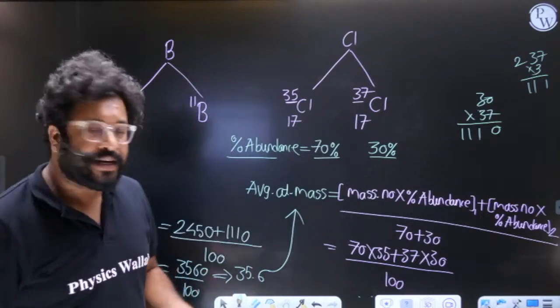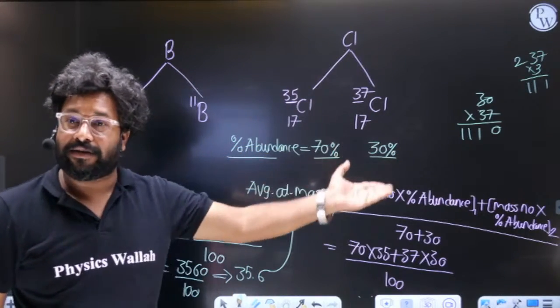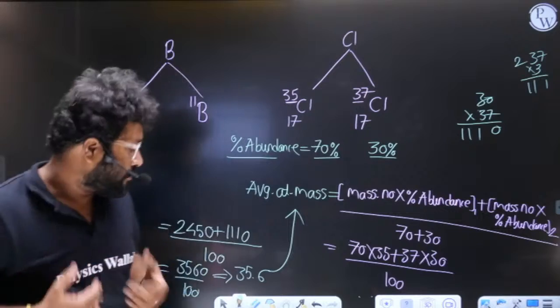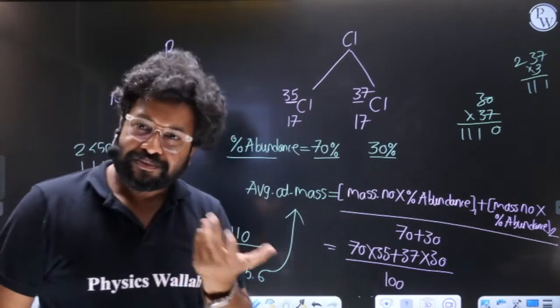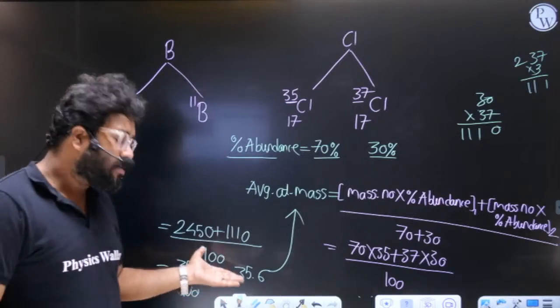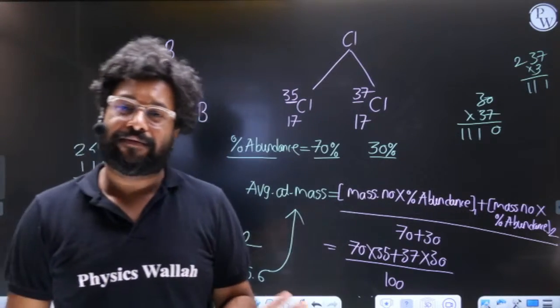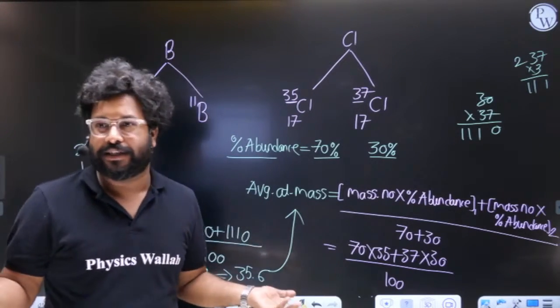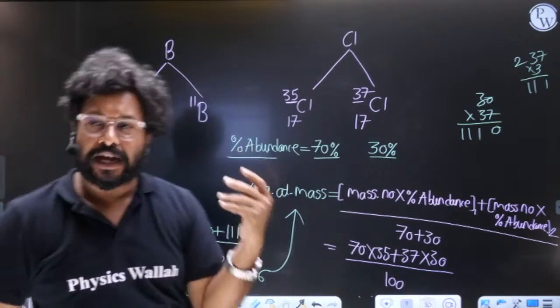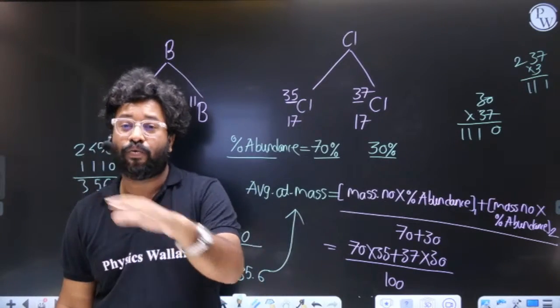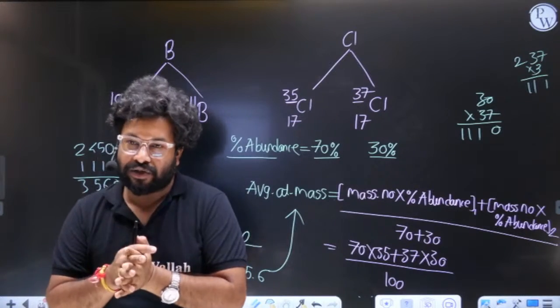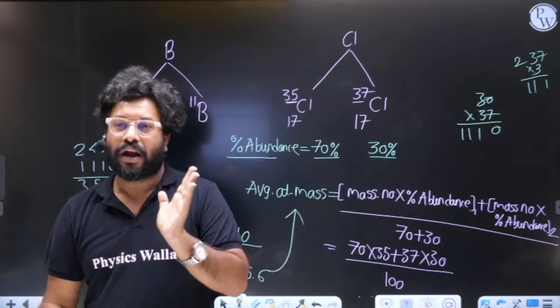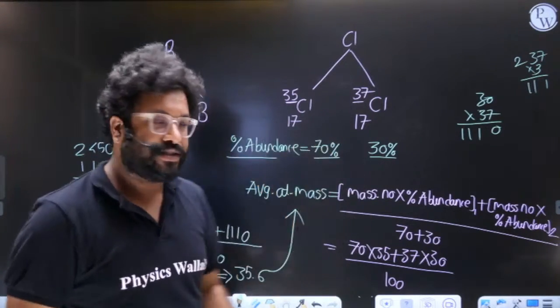So you cannot take directly 35, and you cannot take 37. For our convenience, we take 35.5. It is actually 35.6, but for our convenience, we take 35.5 to make the calculation easier. So that's how the average atomic mass actually works. Okay? I hope this must have been clear to you. Now we will head into the questions. Okay? Chalo then.